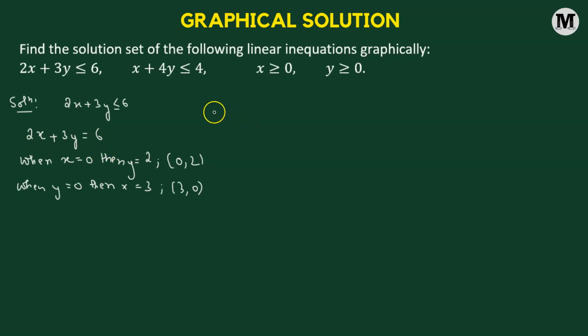Okay. Similarly, what we can do? We can go to the next linear inequality. We have x plus 4y less than or equals to 4. Let's name the first one as number 1 and this one as number 2.